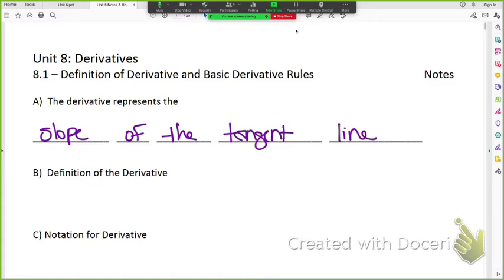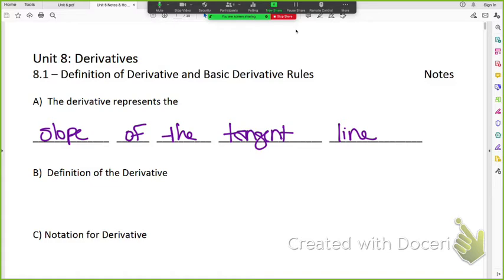So we did limits last unit, and limits help set up our definition of derivative. And there are some notation things that we're going to be talking about with this as well. So when we look at this, we have to look at it from the perspective of limits.